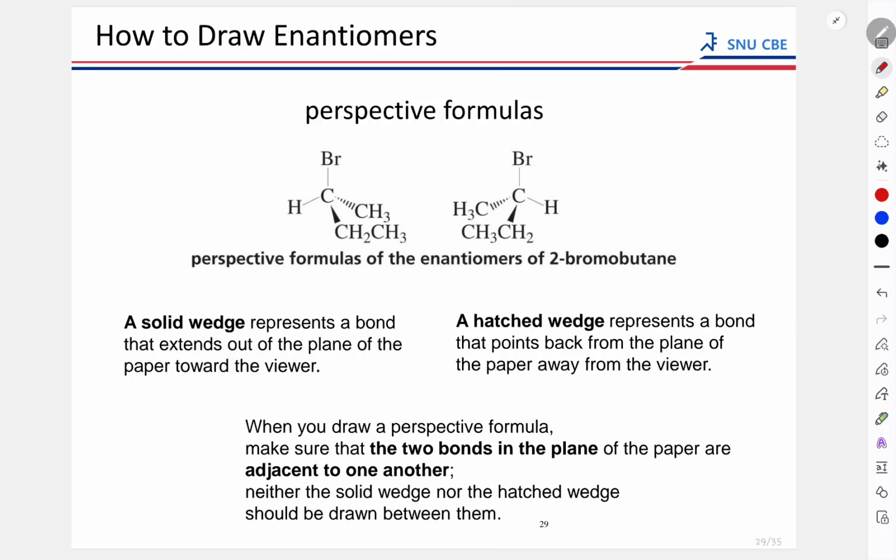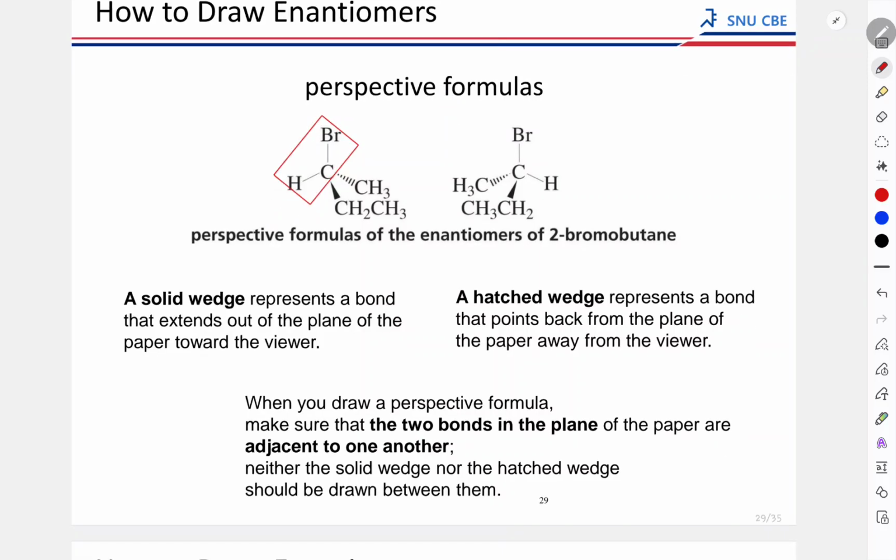And then you can think about this half wedge. This represents a bond that points backward, okay? Back from the plane of your paper, away from the viewer. So that's how you can represent these 3D structures. And this normal single bond, meaning these 3 entities are in the plane, the paper in other words. This and this protruding out and in from the plane. That's how you can read and draw the perspective formulas.